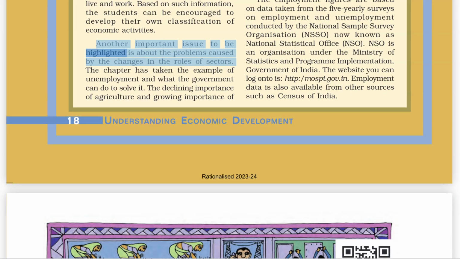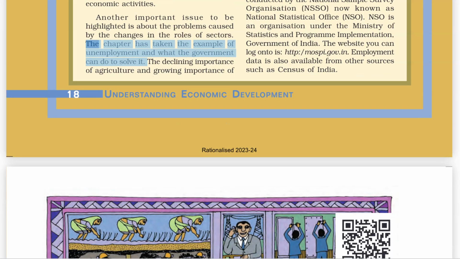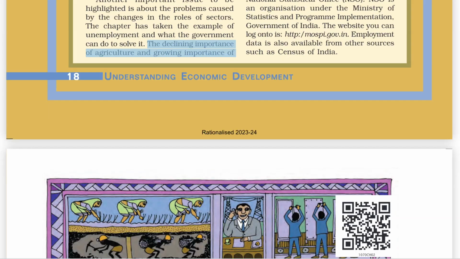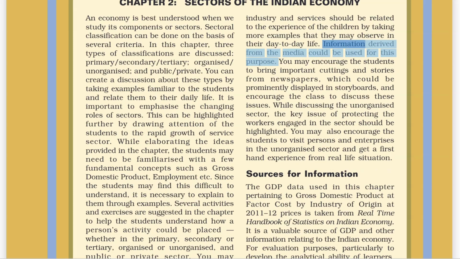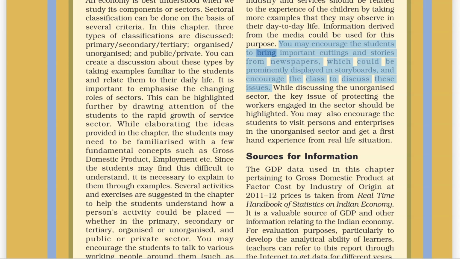Another important issue to be highlighted is about the problems caused by the changes in the roles of sectors. The chapter has taken the example of unemployment and what the government can do to solve it. The declining importance of agriculture and growing importance of industry and services should be related to the experience of the children by taking more examples that they may observe in their day-to-day life. Information derived from the media could be used for this purpose. You may encourage the students to bring important cuttings and stories from newspapers which could be prominently displayed in storyboards and encourage the class to discuss these issues.